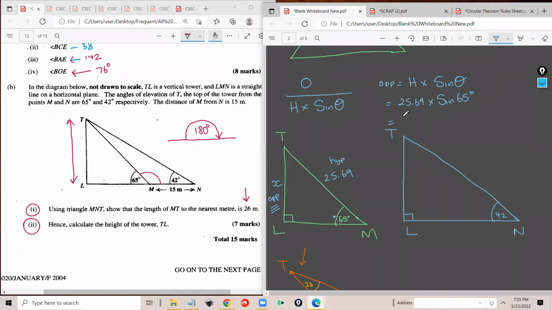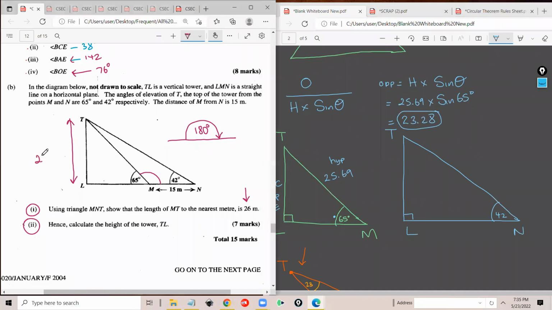And I'm getting roughly 23.28 for the height of that tower. You might get something slightly different, don't let it bug you, but 23 point something, as some of you might have used the 26, the approximated value.